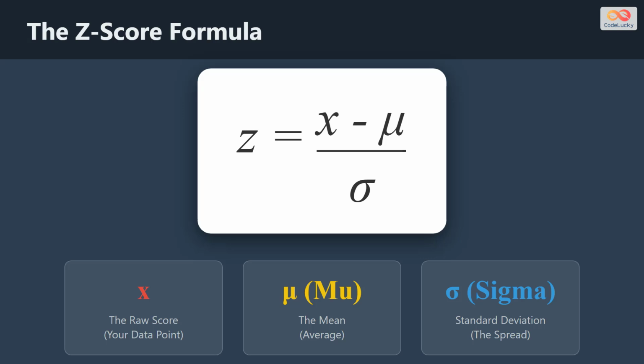Here is the formula you will use. Z equals x minus mu divided by sigma. It looks simple, but every part plays a crucial role. We take our raw value, subtract the average to center it, and then divide by the standard deviation to scale it.